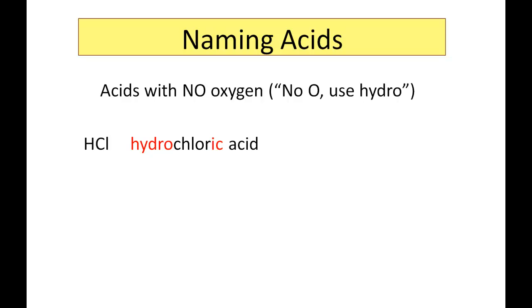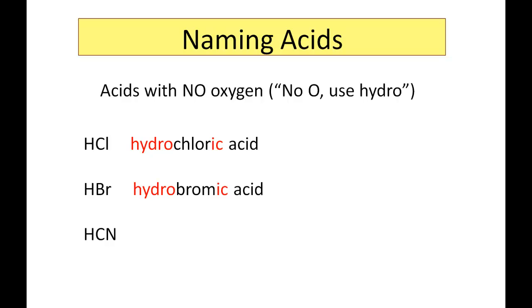We look at the next one, HBr. Notice no oxygen at all. So we're going to start off with hydro again, but instead of saying hydrochloric acid, we say hydrobromic acid. So we took the INE off of bromine and put IC again.